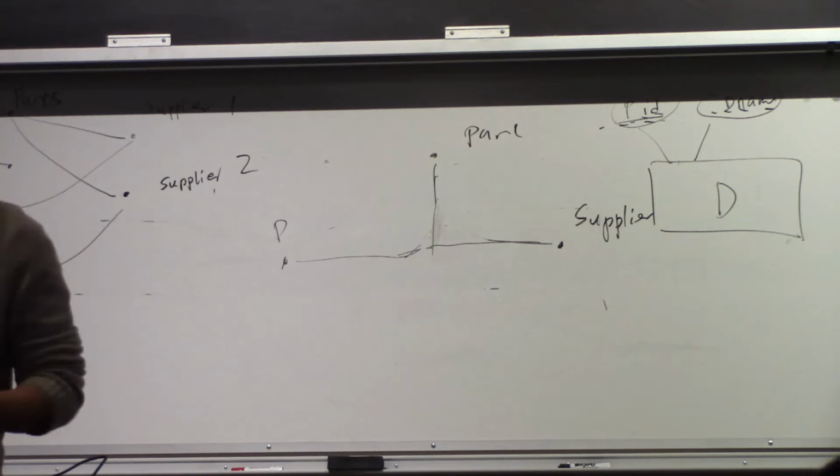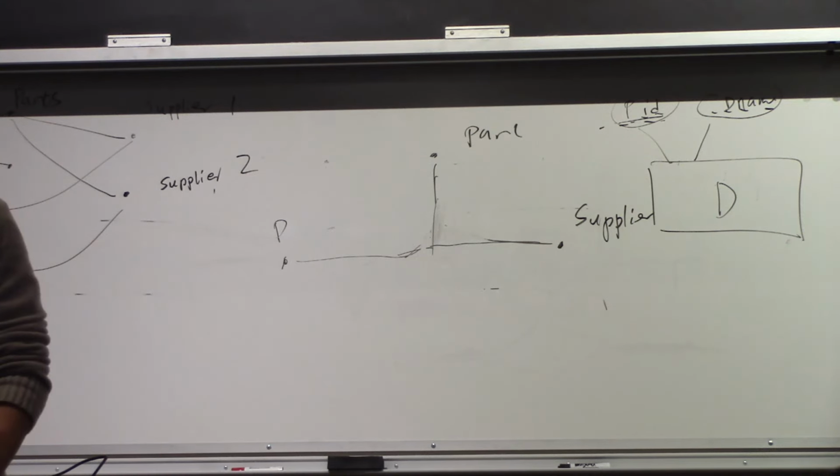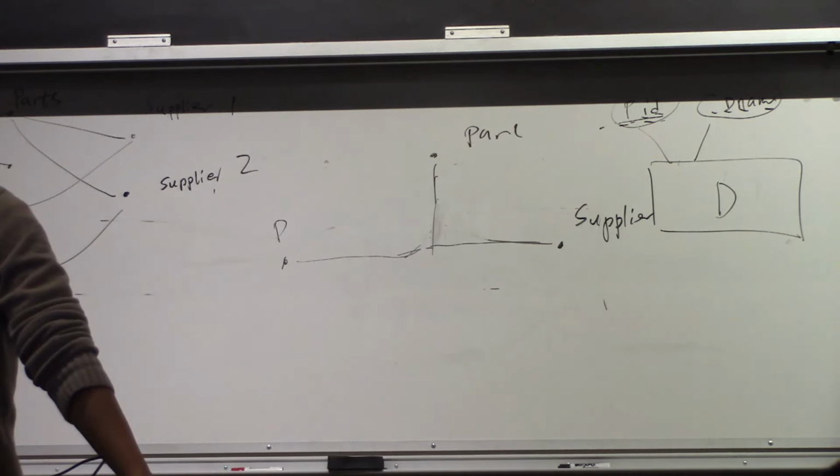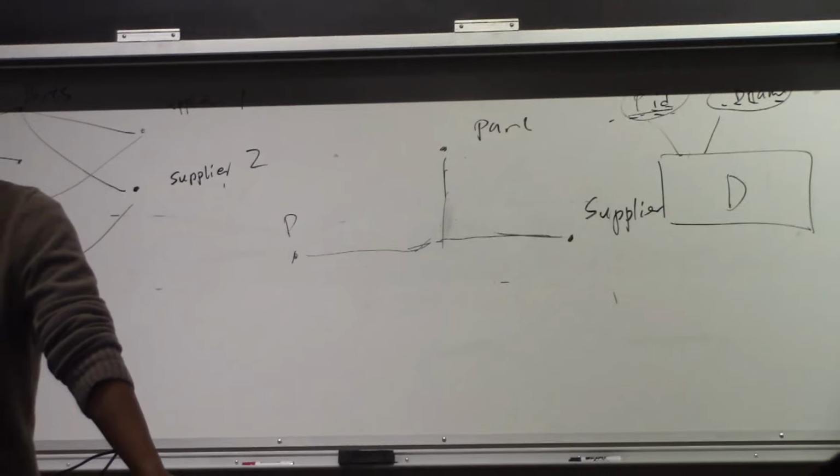So let's try to replace this design, like we did here, using several binary relationship sets. And supplier can supply that part.